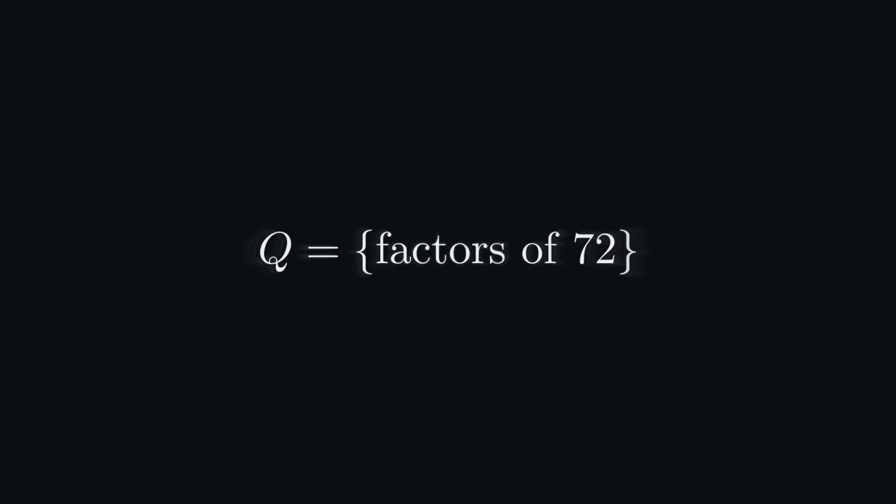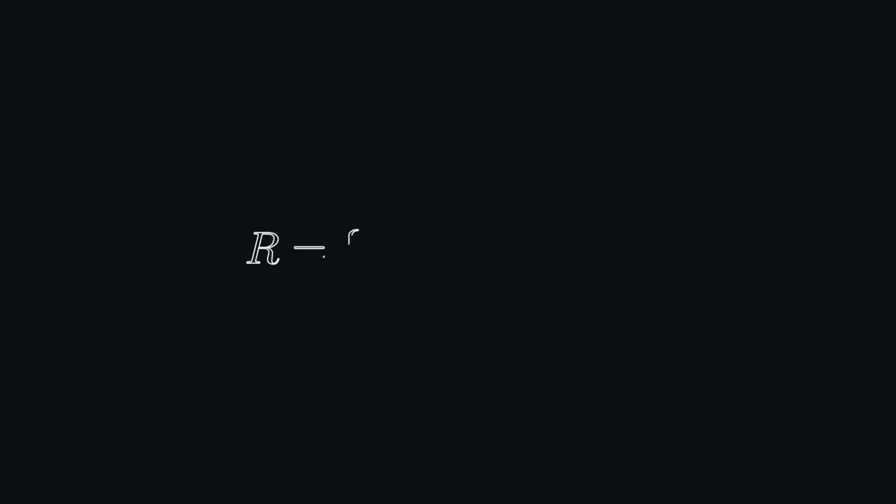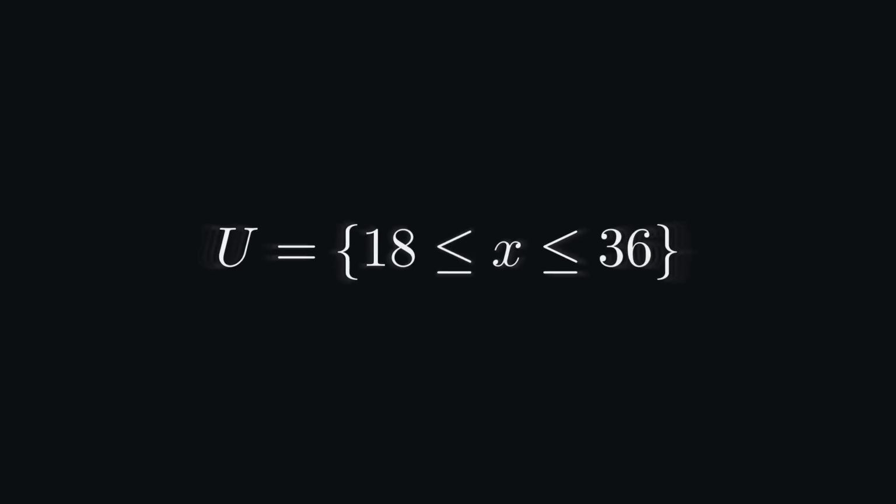Let's explore a past question from the SSSCE. Set P includes all multiples of 3. Set Q consists of all factors of 72. Set R contains all even numbers. Set U includes numbers from 18 to 36.